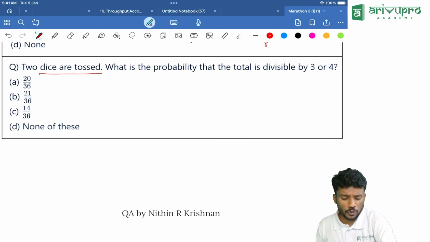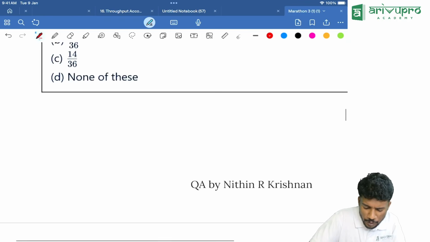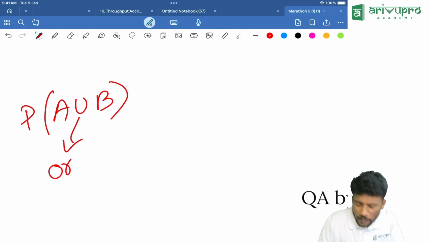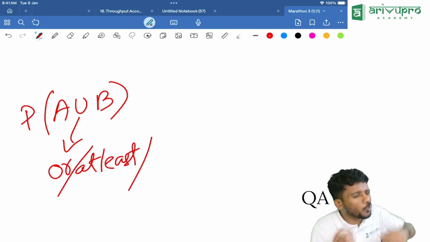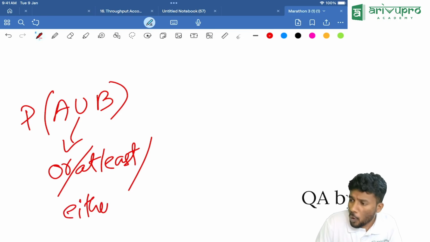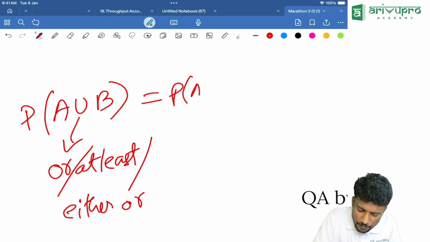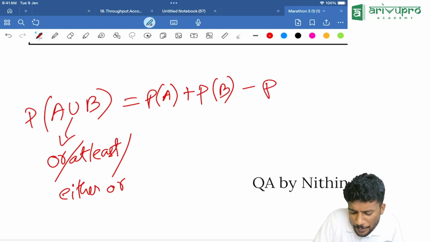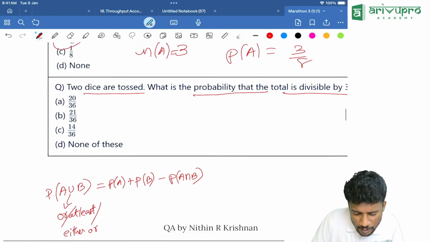2 dice are tossed. What is the probability that the total is divisible by 3 or 4? Now people, do you remember this formula? P of A union B. Union means what? Or, at least one. Whenever it is either or. You will use what? P of A plus P of B minus what? P of A intersection B. Am I correct? Do you remember that formula? I know you remember, but if you revise it, you will get to know better.